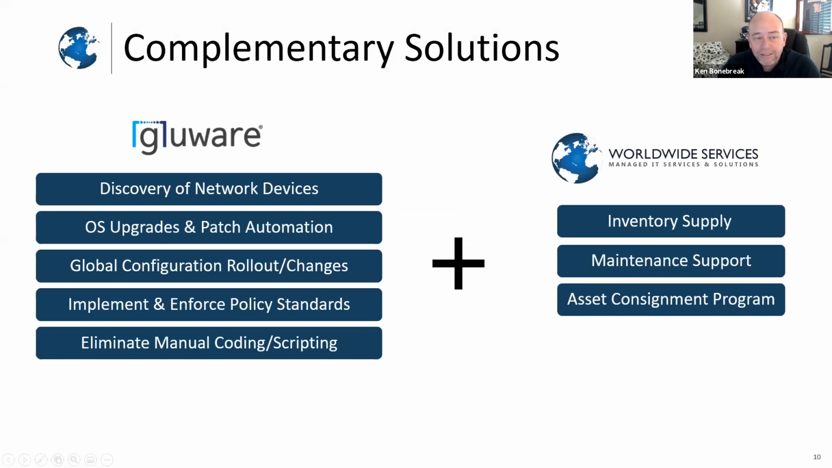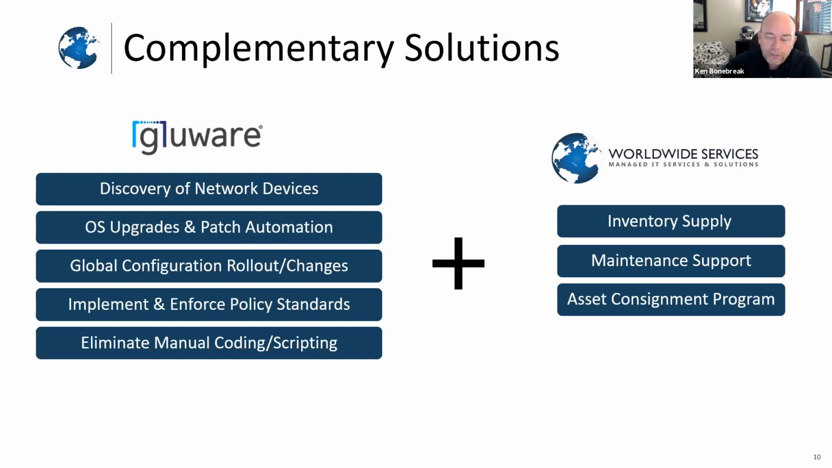And that exactly leads me to my couple of quick slides on, you have this amazing data. What are you going to do with it, right? Where are you going to go with it? As Gluware has discovered the network devices and done all the other stuff, that's when Worldwide comes in and we raise our hand and we say, hey, you need some inventory supply? We can help you with that. You got maintenance support needs on end of life, end of service? We got that. You got too much of something? We can help you get rid of that as well.